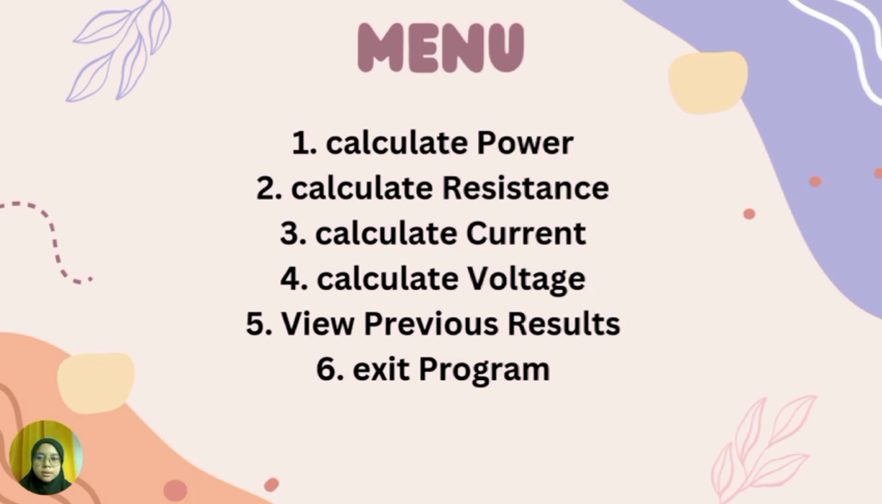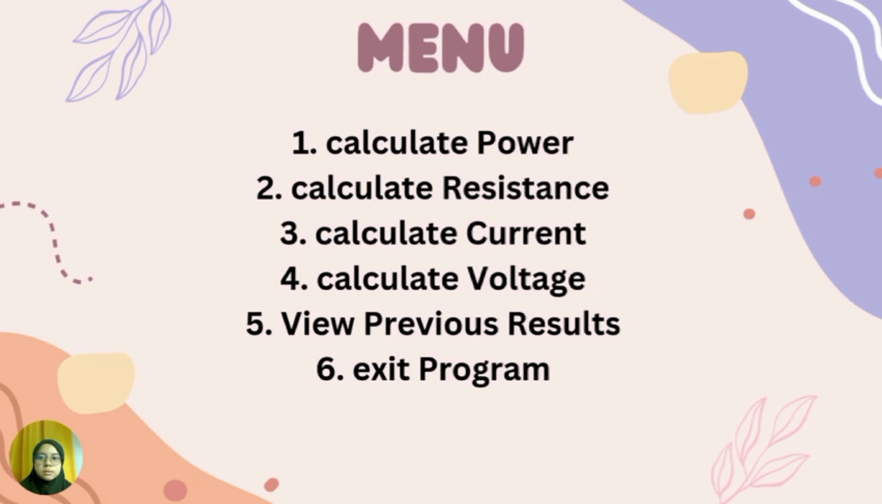Basically, this menu will provide the user with a straightforward interface so the user can choose from various functionalities of our program. For example, we have the calculate power menu, where this option will allow the user to compute electrical power using the formula P equals IV. The user will input the voltage and current values, and the program will return the calculated power in watts.